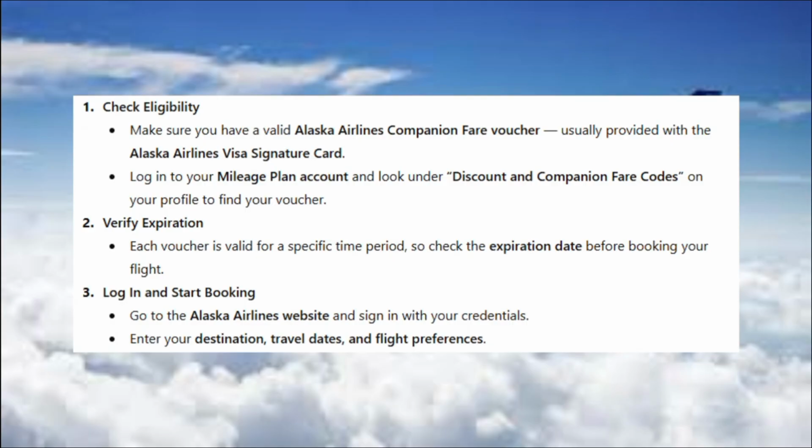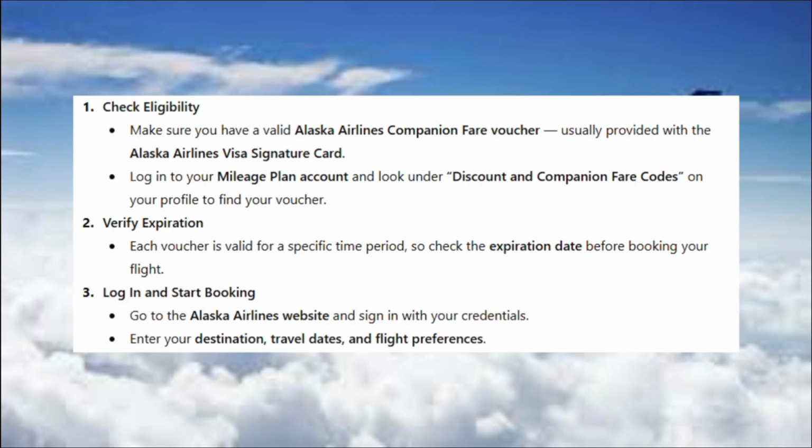First, check if you are eligible or not. Make sure you have a valid Alaska Airlines Companion Fare voucher, usually provided with the Alaska Airlines Visa Signature Card. Then log into your Mileage Plan account and look under Discount and Companion Fare codes on your profile to find your voucher. Then verify each voucher is valid for a specific time period, so check the expiration date before booking your flight.